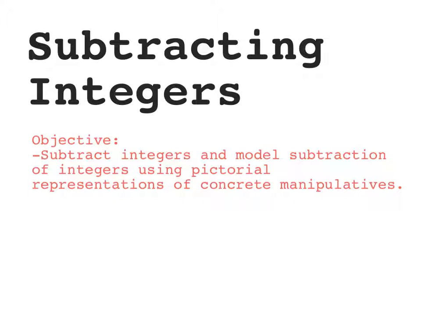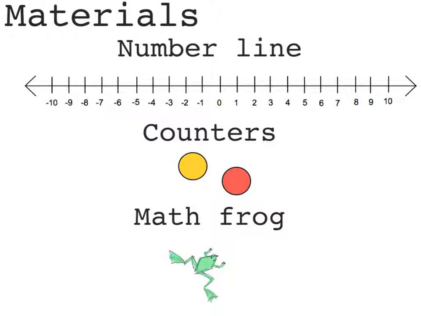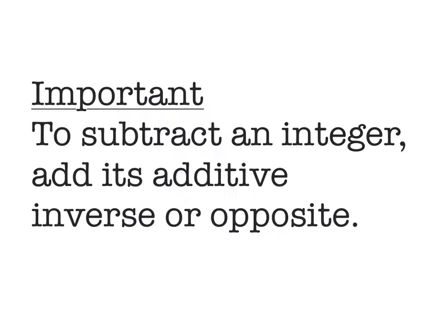This video is on subtracting integers numerically with models and with manipulatives. Similar to adding integers, you'll need a number line, counters, and your math frog. The secret to subtracting an integer is to add its additive inverse or opposite.